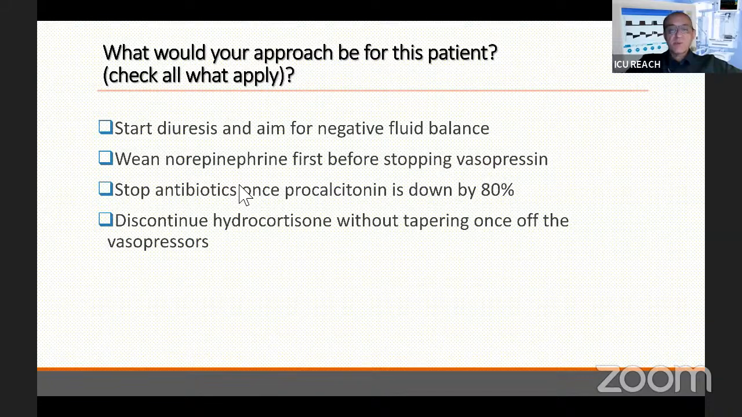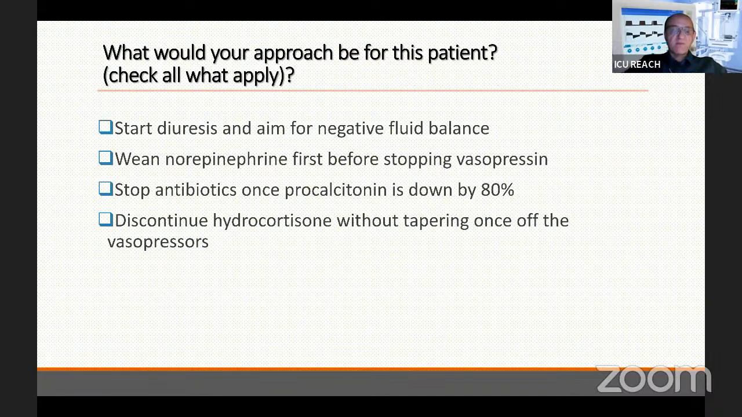You can start diuresis for this patient. This patient's intra-abdominal pressure was 15, she had signs of venous congestion, and her hemodynamic profile was improving. We can wean norepinephrine first before stopping vasopressin to avoid rebound hypotension. Vasopressin half-life is longer than norepinephrine, so you can stop it last. And then you can stop antibiotics because her procalcitonin reached a level of 80% of the peak, and it's day number 4.